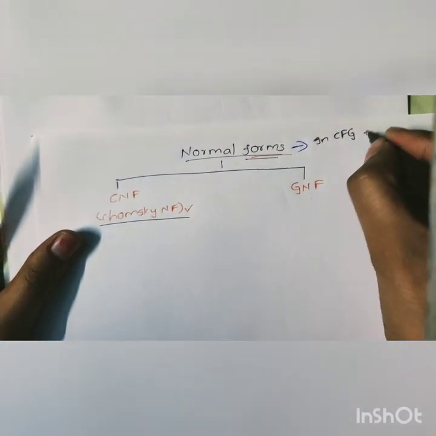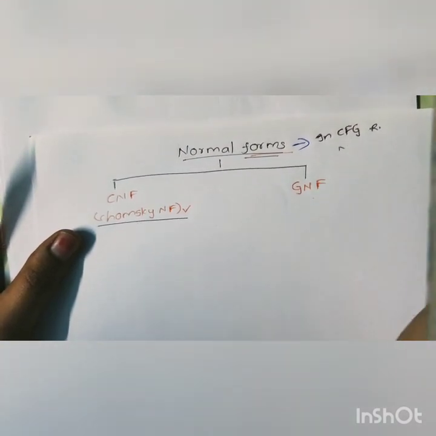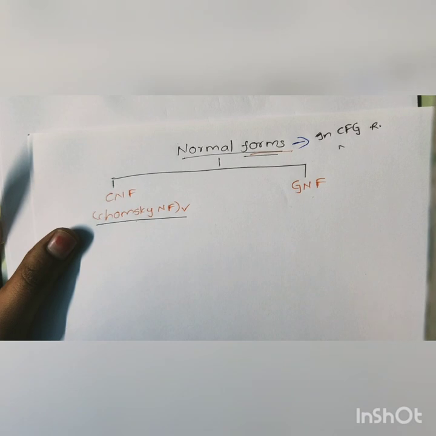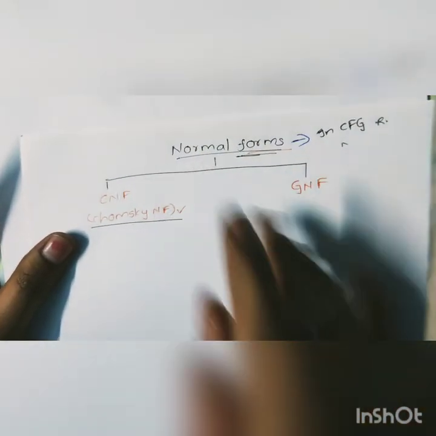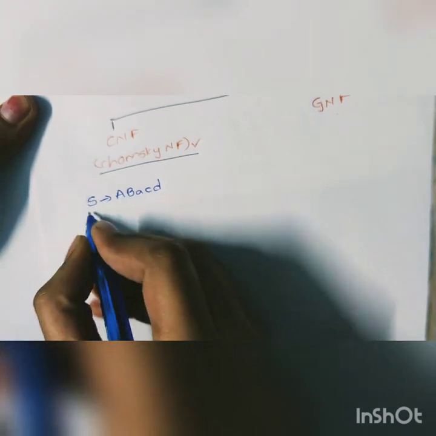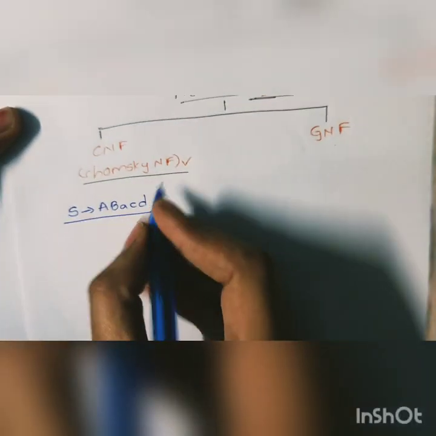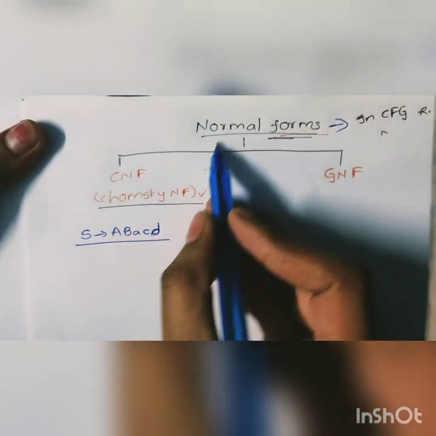In context free grammar, on the right hand side of the productions we can get any number of terminals as well as non-terminals. So to make it standard form, we use these normal forms. Let's see an example like S tends to A B A C D. It doesn't have any format, so to make this into a format, we use these forms.